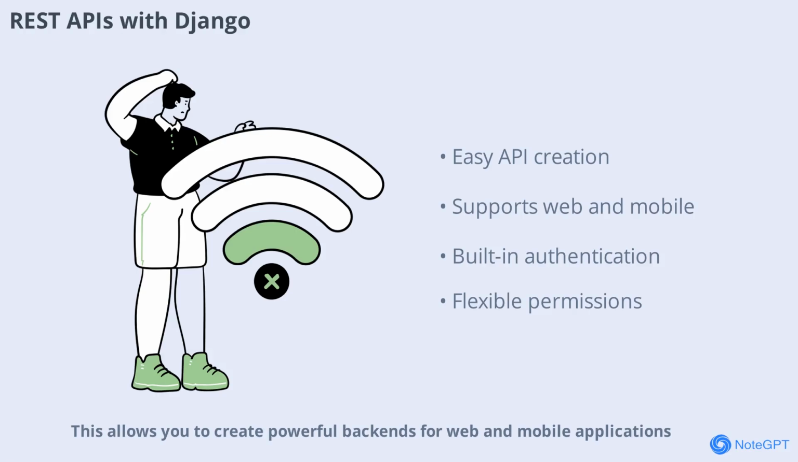Django makes it straightforward to build RESTful APIs, especially with the Django REST framework. This allows you to create powerful backends for web and mobile applications, enabling seamless data exchange. With built-in serialization, authentication, and permission systems, Django is a top choice for API development.